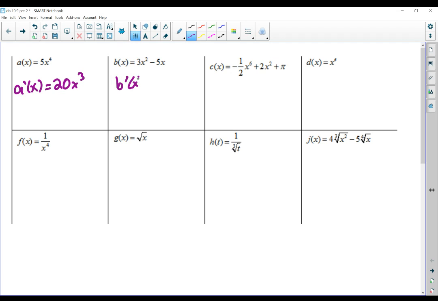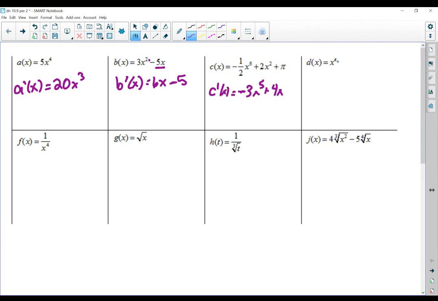So b prime of x, the 2 is going to come down. It's going to be 6x to the first minus, now 5x is linear, its derivative will just be 5. If I was going to find c prime of x, now it's a fraction in front, but that's okay. I'm just going to bring the 6 down. Negative half times 6 is negative 3, x to the fifth, plus 4x to the first, plus, and then that pi is just a constant, so its derivative would actually be 0.